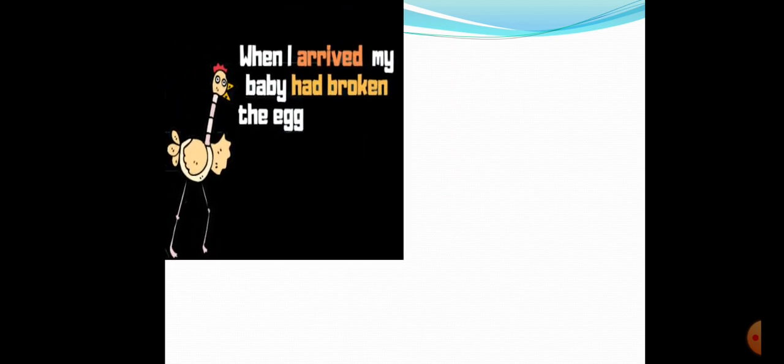Let's see this example. When I arrived, my baby had broken the egg. Now can you make out what's happening over here? They're talking about two actions, arrived and had broken. You can see it is highlighted, and both the actions happened in the past. None of them are in the present or future. It is a past action we are talking about. So both actions happened in the past, but one happened before the other began.